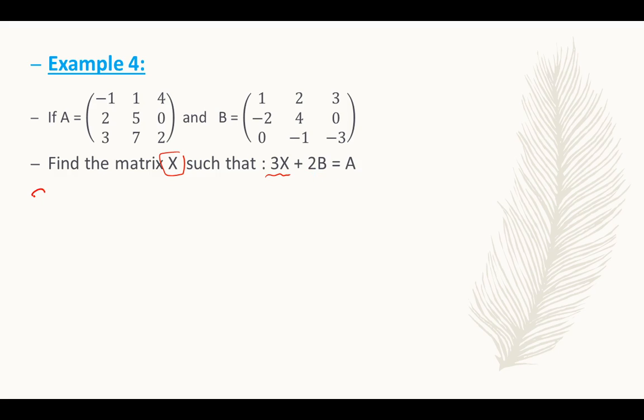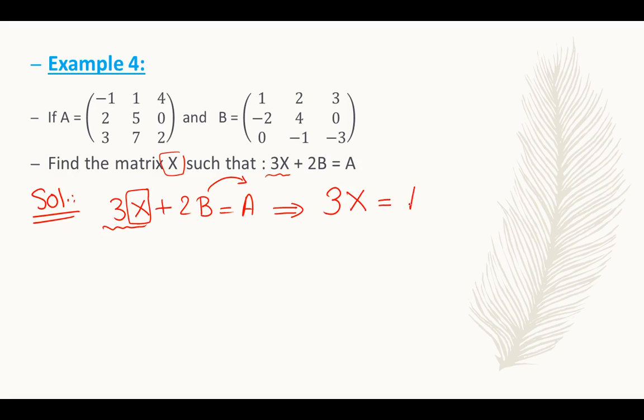This is one of the important questions in this lesson. Here we have 3X plus 2B equals A, and we want to find the value of the matrix X. X here is a matrix. As we solve any equation, 2B will go to the other side. So now we have 3X equals A minus 2B. First we want to find A minus 2B.